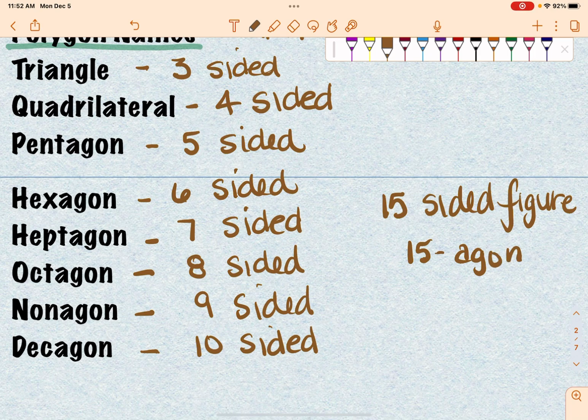They'll use those names. Now it's nice to be able to know how many sides things have because you're going to get some specific information about those. Okay, so that'll be our next part.